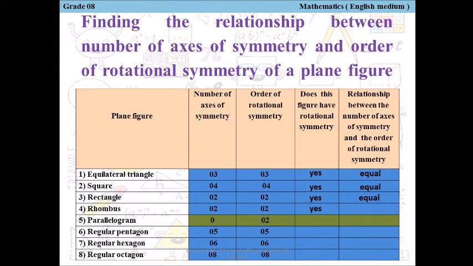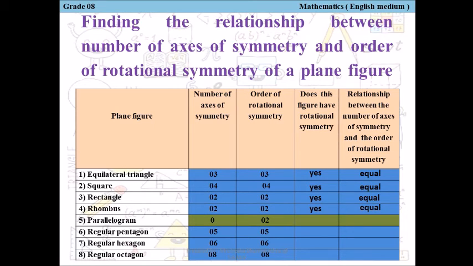The next figure is rhombus. Number of axes of symmetry is 2. Order of rotational symmetry also 2. Does this figure have rotational symmetry? Yes. Relationship between the number of axes of symmetry and the order of rotational symmetry is equal.